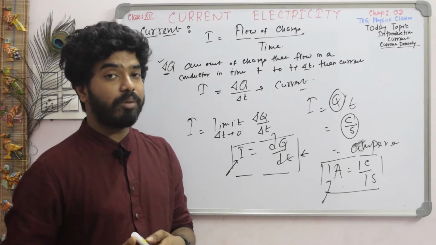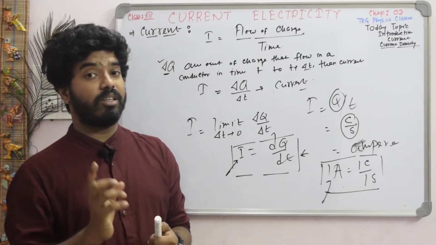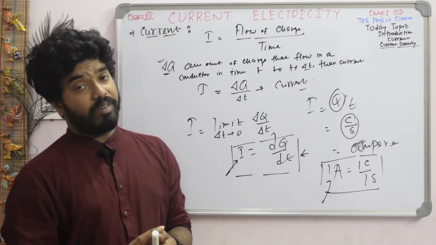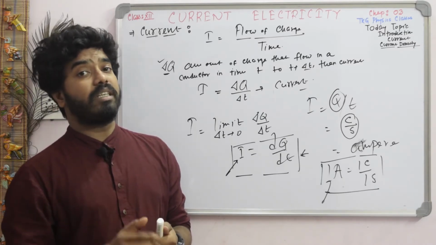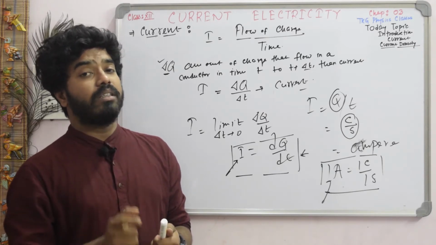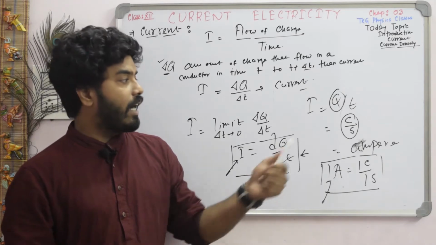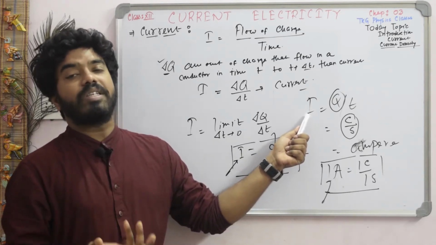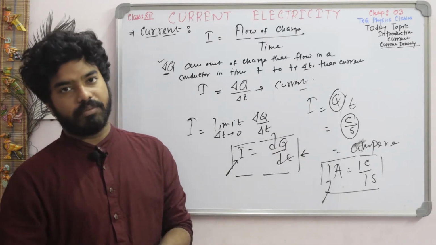All of you know about the vector law of addition. In your class 11 we studied the vector law of addition: the triangle law, parallelogram law, and polygon law of addition. A quantity is said to be a vector quantity when it follows the vector law of addition. Here current does not follow the vector law of addition; current follows simple algebra.